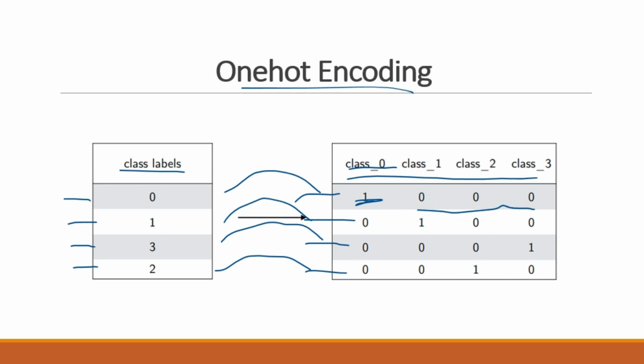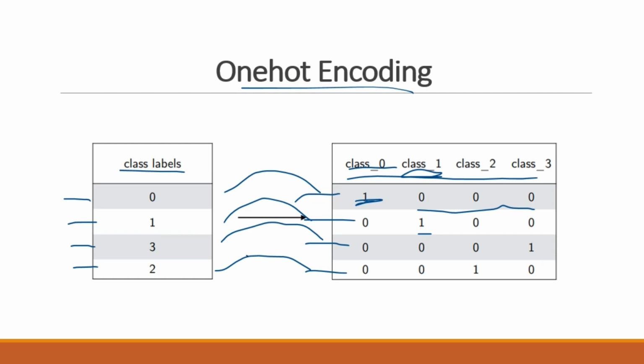So the true class has a 1 in its particular position, and the other ones are all zeros. And consequently, if you look at training example 2, this one has class label 1, and it has a 1 in the second column belonging to class 1. And then let's do one more.